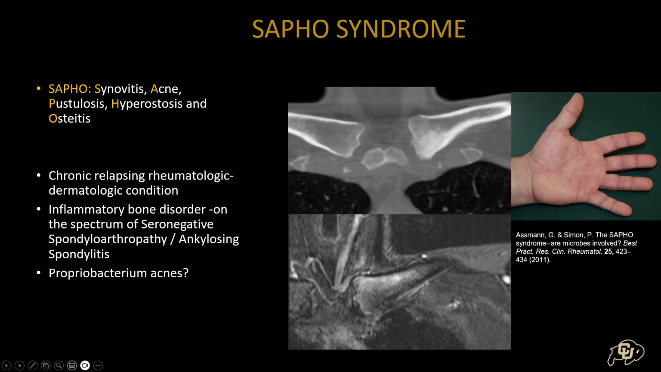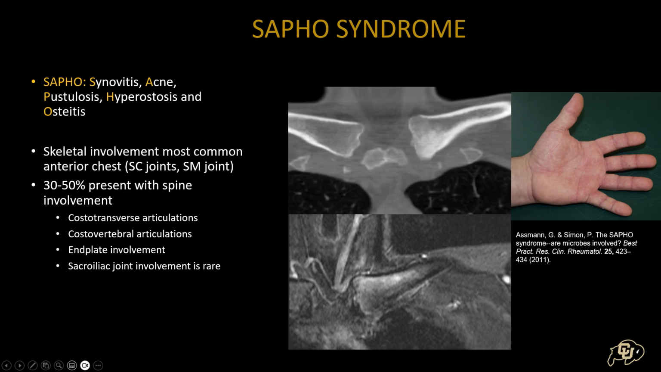SAPHO syndrome is synovitis, acne, pustulosis, hyperostosis, and osteitis. This is a chronic relapsing rheumatologic condition, and it tends to affect the anterior chest wall. So the sternoclavicular joints, sternomanubrial joints, you're going to see this hyperostosis, which is the density, and the reactive change, the osteitis, the marrow edema.